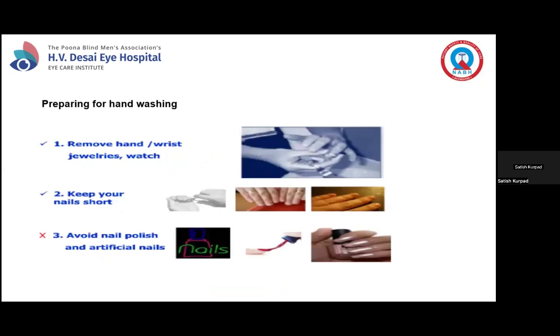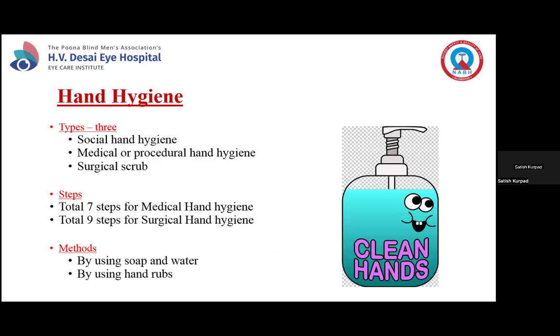Before hand hygiene, what is the preparation? First, remove hand and wrist jewelry and watch, keep your nails short, and avoid nail polish and artificial nails. There are 3 types of hand hygiene: social hand hygiene, medical or procedural hand hygiene, and surgical scrub. We use all 3 in eye banking and day-to-day practice. Mostly for medical hand hygiene, we use the 7 steps, and for surgical, 9 steps.